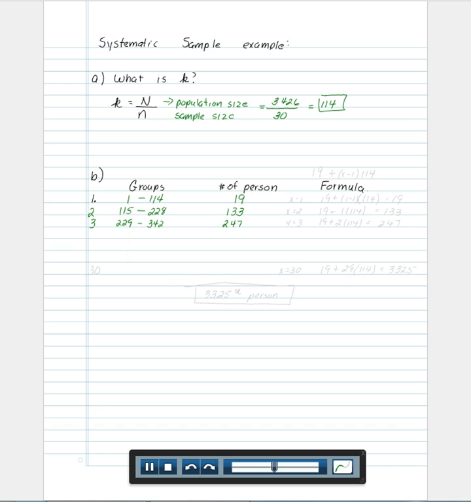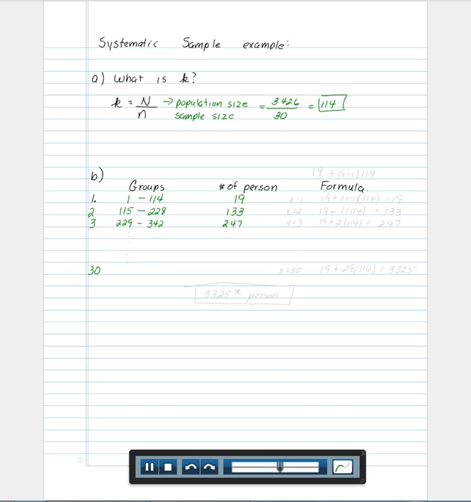Now, the question asks to go all the way down and continue this pattern until you get to your last group, or your 30th group, because we want 30 in our sample. So in the first group, we're going to pick 19. The second group, we're going to pick 133. And the third group, we're going to pick the number 247. So the question is, who are we going to pick in the 30th group?